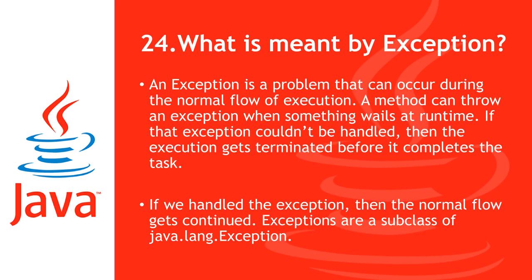What is meant by exception? An exception is a problem that can occur during the normal flow of execution. A method can throw an exception when something fails at runtime. If that exception couldn't be handled, then the execution gets terminated before it completes the task. If we handle the exception, then the normal flow continues. Exceptions are a subclass of java.lang.Exception.